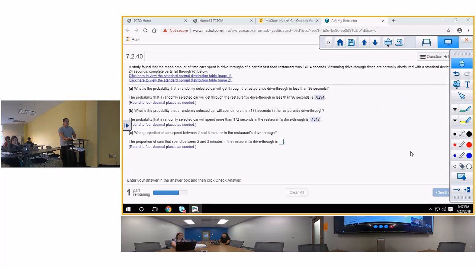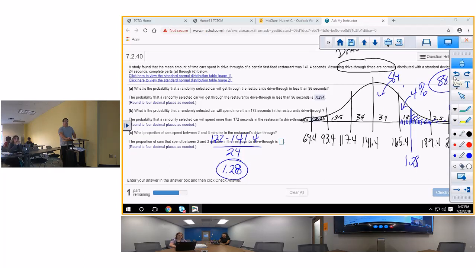Next, I'm getting tired of drawing on it. Let me just... This says the proportion of cars that spends between 2 and 3 minutes in the restaurant's drive-thru. Well, this is in seconds, so you got to change 2 and 3 minutes into seconds.